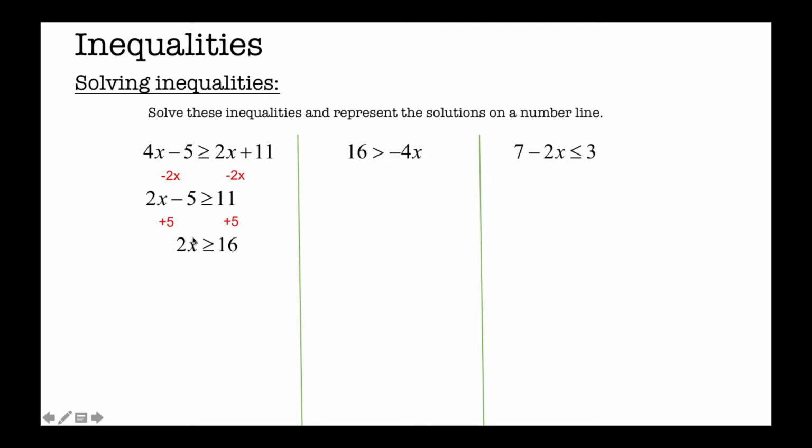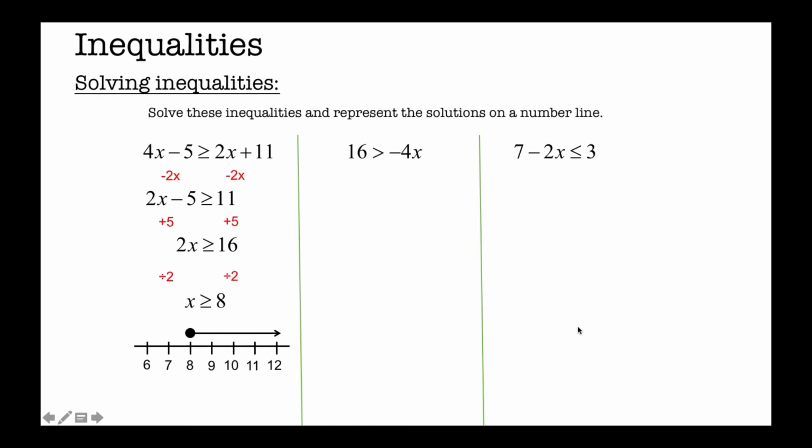So my 5 has just moved over to here. And finally, in order to get x on its own, I need to divide by 2, which gives me x is greater than or equal to 8. So you have solved your equation there, your inequality. But do not write an equals sign. Okay, so then this one, yes, we can write that on a number line as well. x is greater than or equal to 8, so we need to colour in the circle.